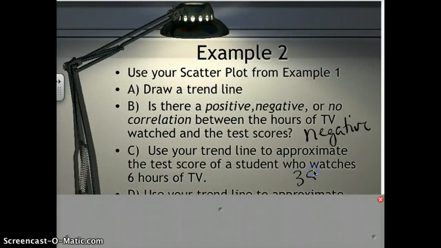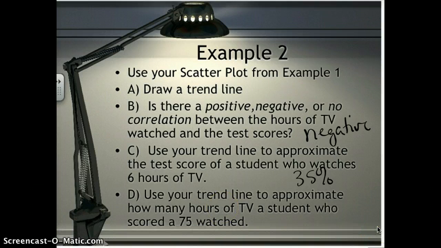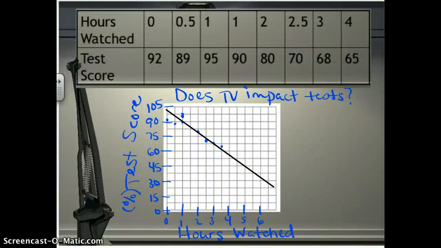All right, 35% there. Use your trend line to approximate how many hours of TV a student who scored a 75 watched. So if I go back to my data again and look at this 75, I'm going to get back to that right one. I'm going to find 75 on the y-axis now this time, right here. Look over and drop it right down.